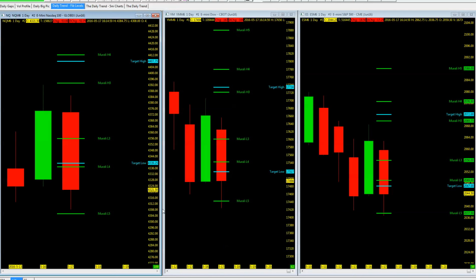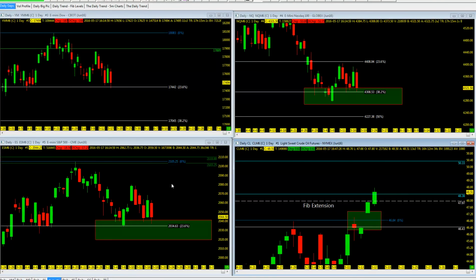Let's take a look at the daily gaps. Any daily gaps to contend with? Fibonacci levels. There we go. 23% fib retracement. We hit it. We got it. Let's go ahead and draw a nice little square there to identify 23% retracements holding up on the YM. Getting a lot of red, green here. So a lot of indecision.